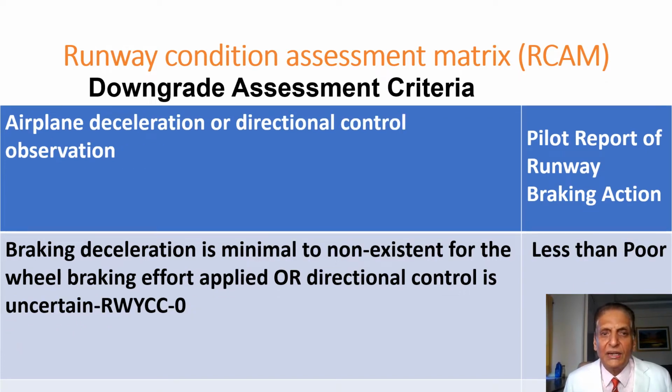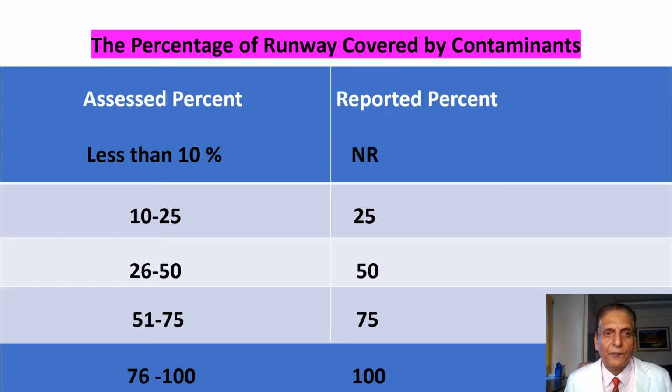Braking deceleration is minimal to non-existent for the wheel braking effort applied, or direction control is uncertain. For this, the runway condition code will be 0 and the pilot report of runway braking action will be less than poor. Now we shall have a look at the percentage of runway covered by contaminants. First one is assessed percent, next one is reported percent.